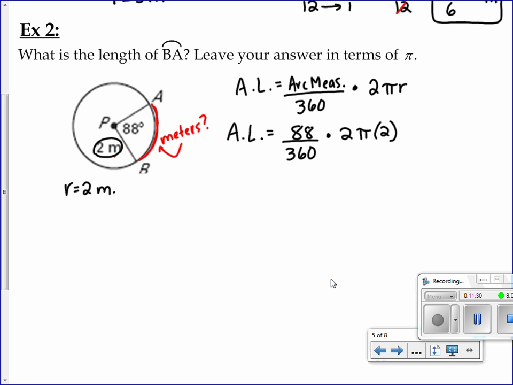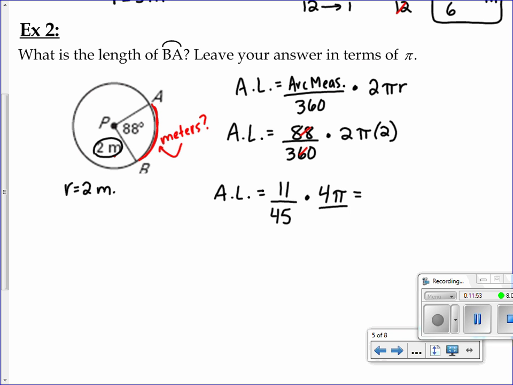Okay, I like to reduce 88 over 360. So just think about what you could divide out of it. I could divide a 2. I could divide a 4. You could actually divide an 8 out of these. When you divide an 8, you're going to end up getting 11 over 45. I'm going to multiply that with my 2 pi times 2. So it's really just 4 pi.